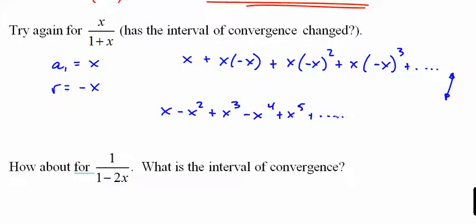Dot. Sum from n equals 0 to infinity, x times negative x to the n. Check that I did that right. Could probably write this a different way. Negative x to the 0 is 1, gives me x. Negative x to the 1, negative x times x, negative x squared. Looks good to me.